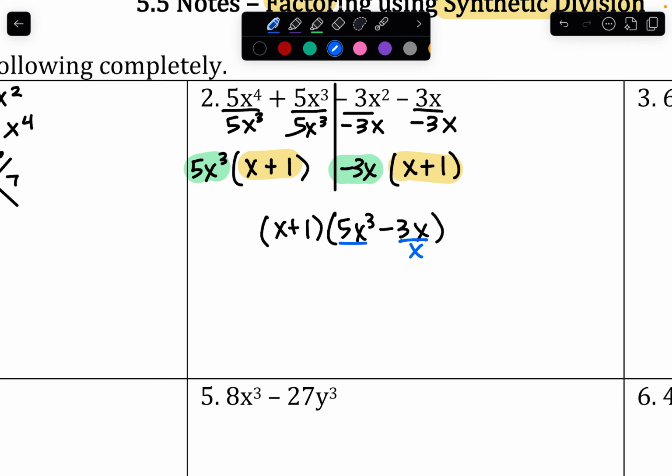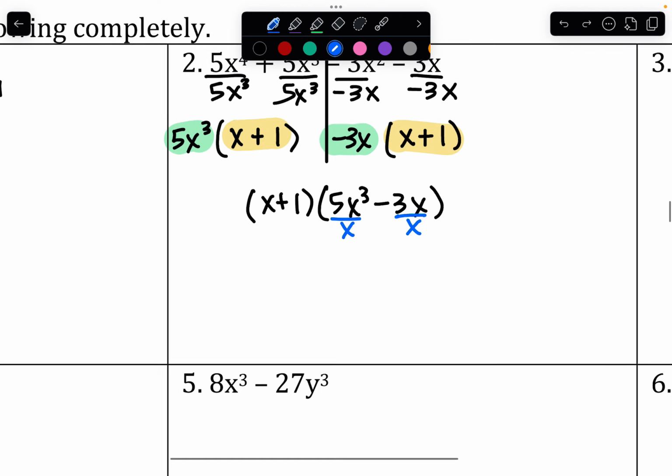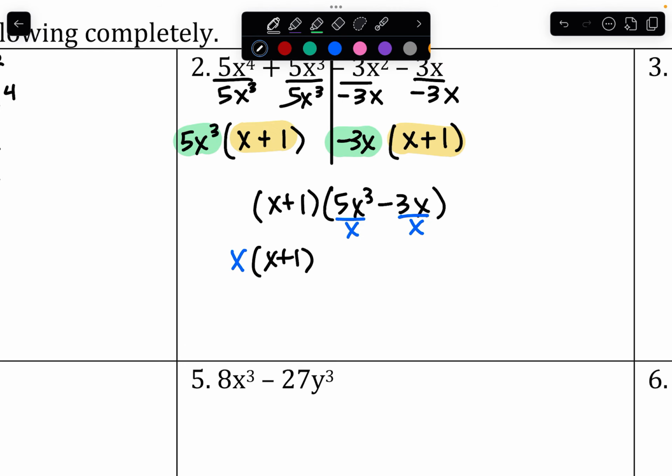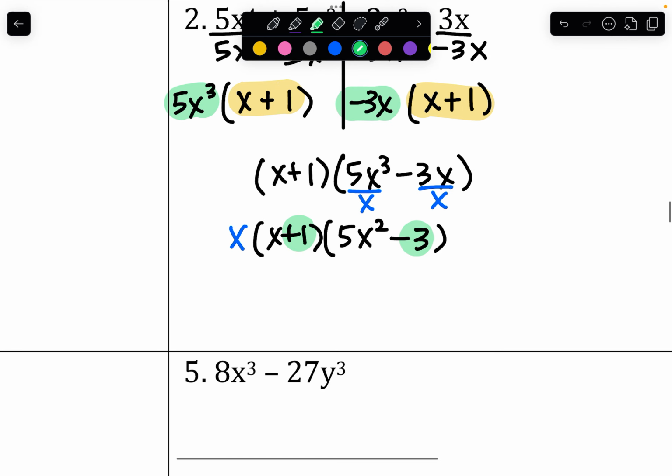I can factor out an x. And so you could have either done that from the very beginning, or you can do that now. Just don't forget to do it. And so we should factor that x out to the very front, followed by the x plus 1. And then that would leave me with a 5x squared minus 3. You need to make sure each of your factors only have a constant and not a variable.